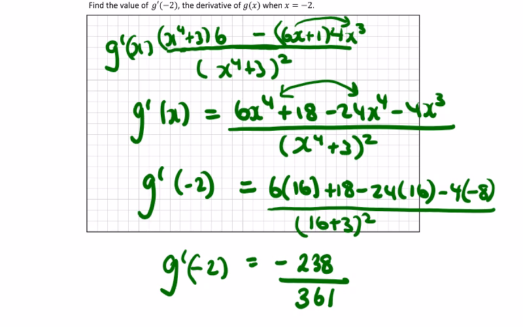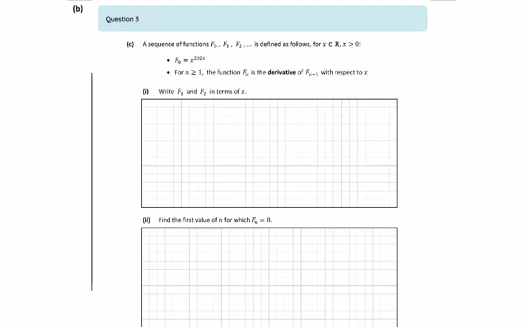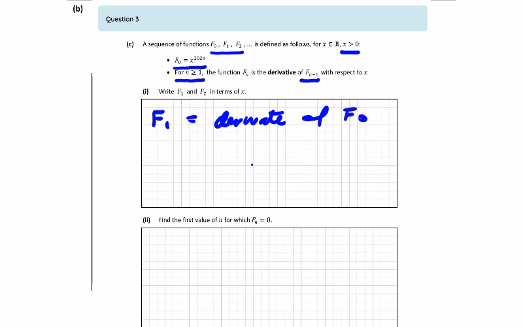Again, nice easy question. So this is a kind of awkward looking one, but the math involved does work out quite easily. A sequence of functions f0, f1, f2 is defined as follows for x greater than 0. f0 is equal to x to the power 2024, and then for every n greater than or equal to 1, the function is the derivative of the previous one. So f1 is equal to the derivative of f0.